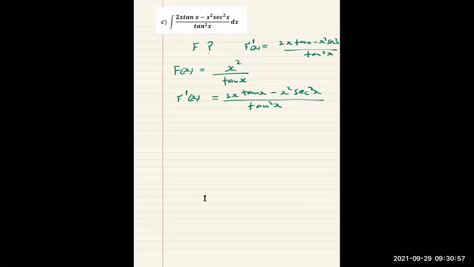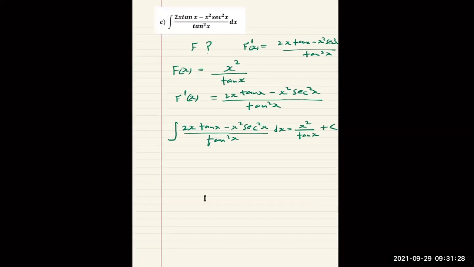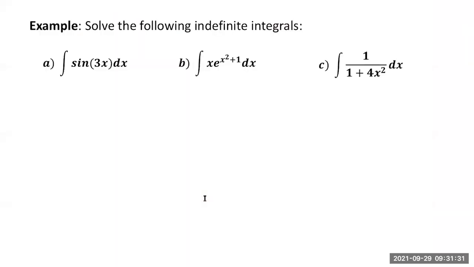Okay, so the indefinite integral of the given function is immediate. The integral of (2x tan x minus x squared secant squared x) divided by tan squared x dx is equal to the antiderivative that you found plus a constant. The antiderivative that you found was x squared divided by tan x plus the constant. Okay, that completes that example. Let's move on.